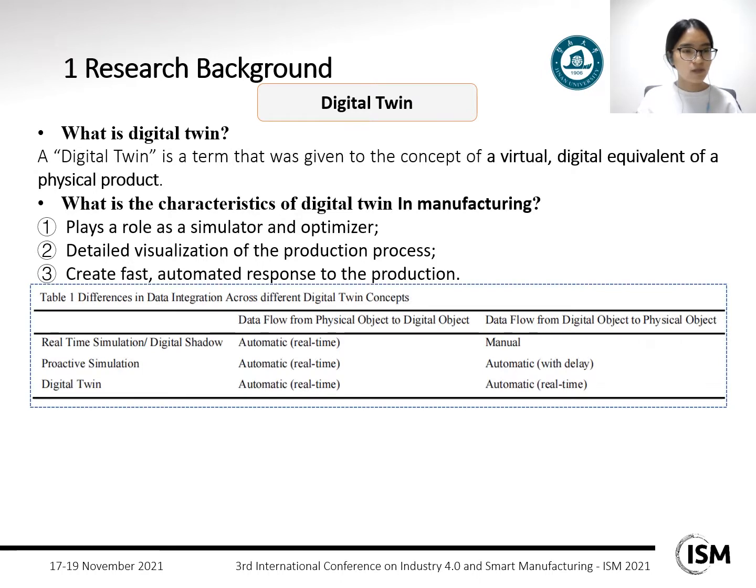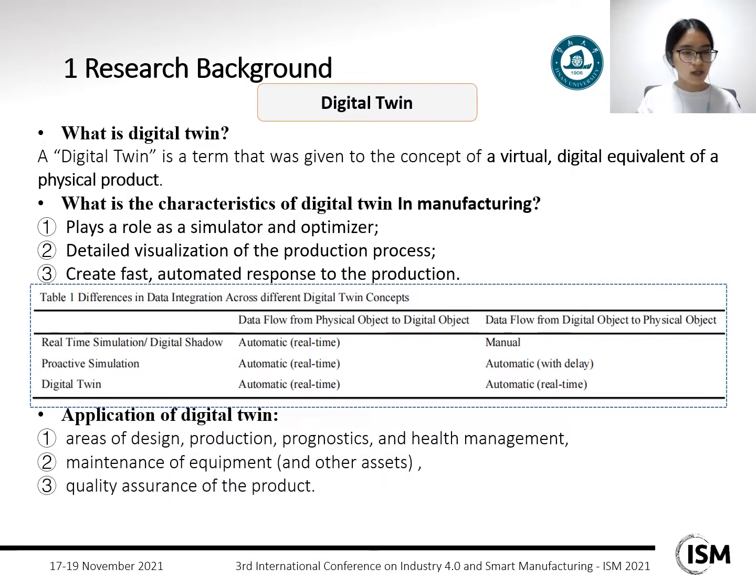The main difference between simulation and digital twin is time, which is presented in this table. Digital twin can not only collect real-time data from the physical object automatically, but also create real-time reaction, while simulation cannot do it or do it with delay.